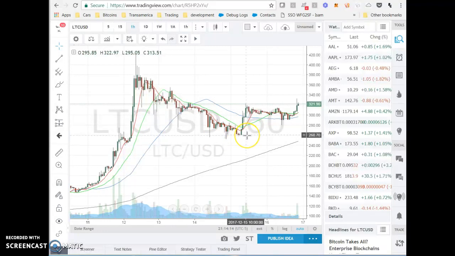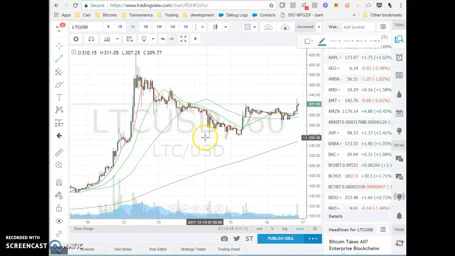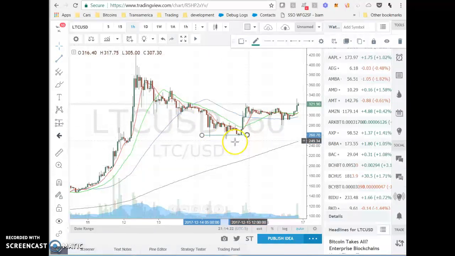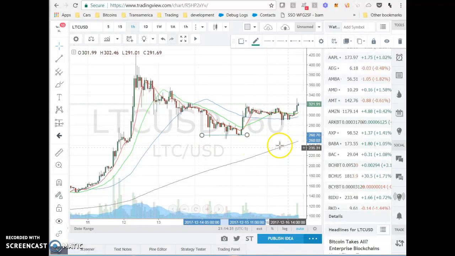4 or 5 points there that a horizontal line would represent, they were pierced. So let me draw a line here to make it a little bit clearer on what I'm saying. If I draw that line across that horizontal line, I can say Litecoin has hit a support area. That support area is around 260.